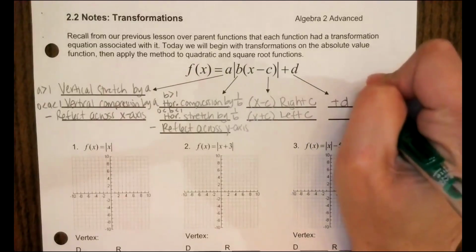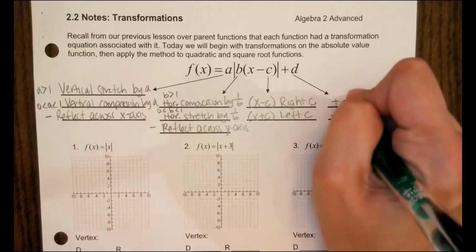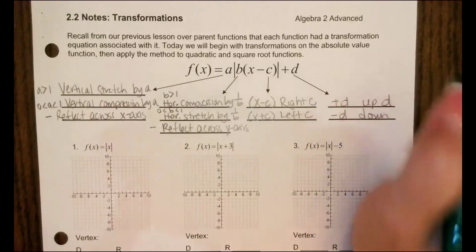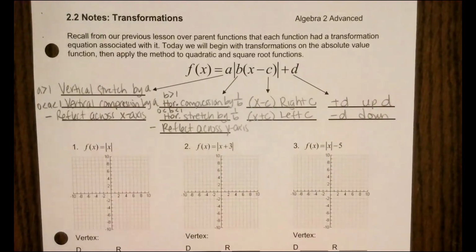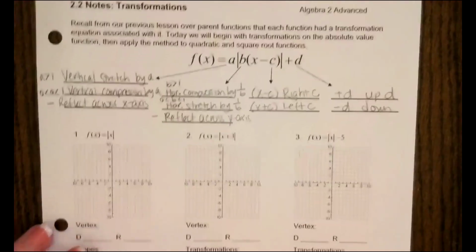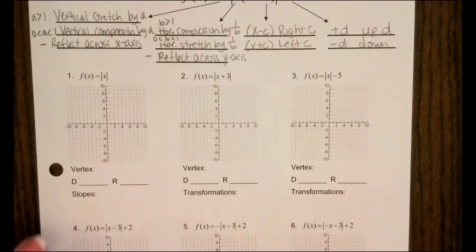And then a positive D goes up and a negative D goes down. All right, so why are transformations so important? Well, it makes graphing all of the parent functions with transformations super easy. If I know that parent function that I studied last time from the intro on parent functions, and I know the transformations, then I'm able to graph it without a calculator, without anything, really. So we're going to practice some of those right here.